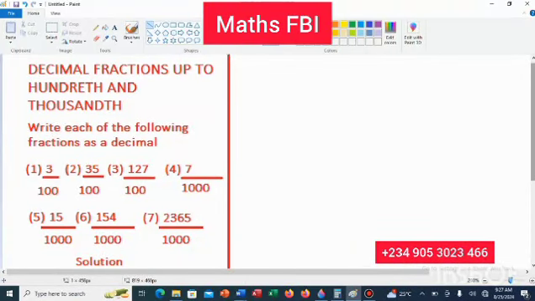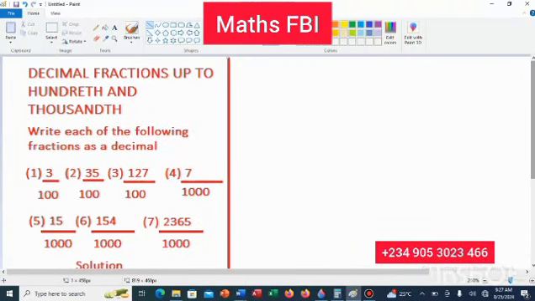Welcome to this tutorial. In this video, we will be considering decimal fractions up to hundredths and thousandths. In other words, decimal fractions with divisions into 100 equal parts and 1000 equal parts respectively.